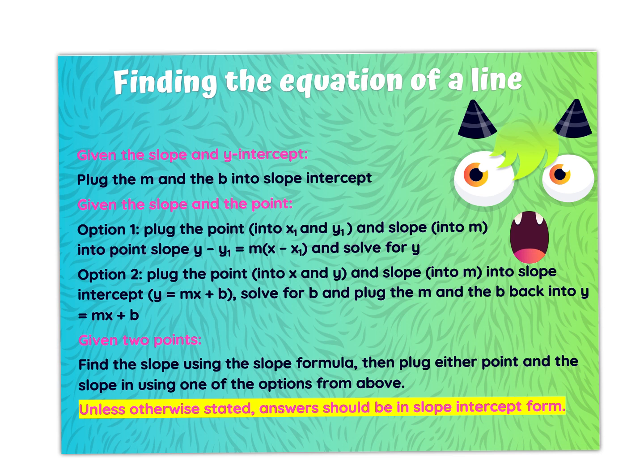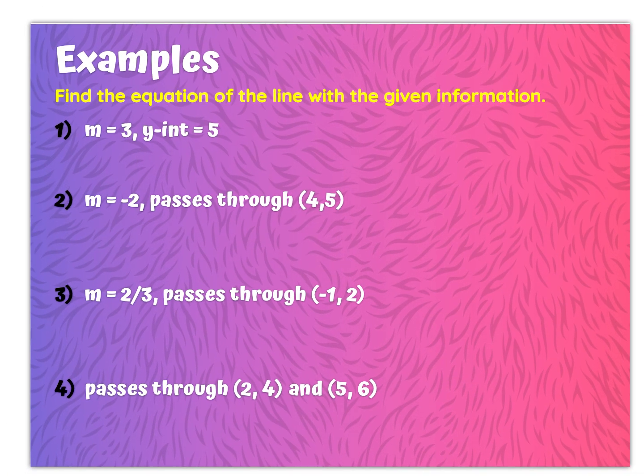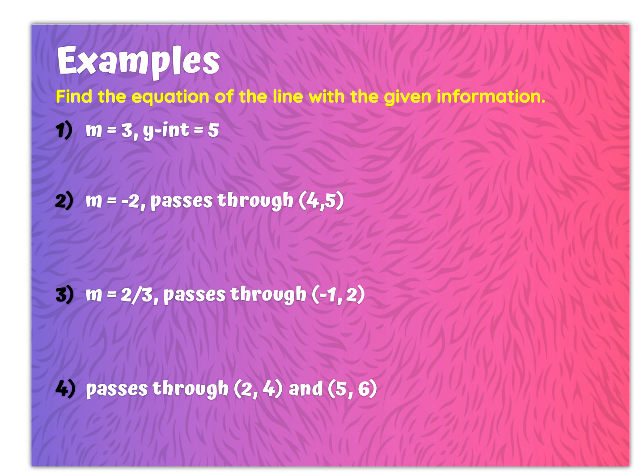Okay, so we'll go through it, and I'll come back to this slide if we need to. So here it says, find the equation of the line with the given information. When they don't tell you a specific form in which they want the equation of a line, I would say try to put the final answer into slope-intercept form, unless otherwise told. So this will be kind of like the default, right?